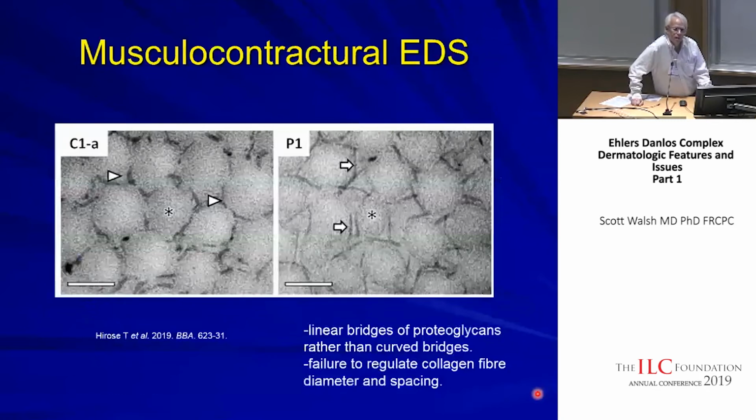When you look at this on electron microscopy, remember this is just a protein that wasn't sugared properly. So in this condition, the protein, because it's not working properly, looks very linear around the collagen. And on the other side is where it should be more curved around the collagen. So linear bridges of these sugared molecules rather than curved. And so you can see that the collagen diameter on the other side isn't the same as the side without the abnormality.